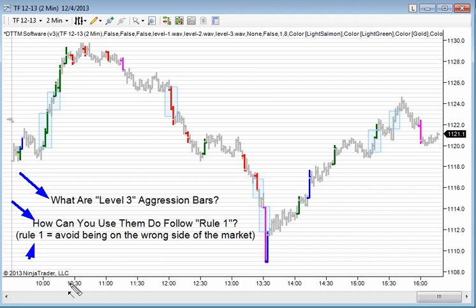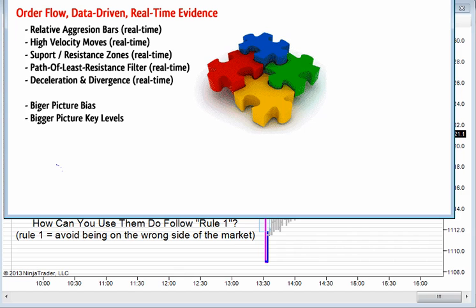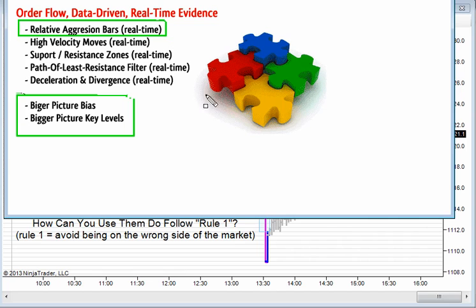Okay, so this is just the first building block. And the way we look at this is we talk about these level 3 aggression bars. Real quick, our software does a lot of things. We look at the market from a bigger picture level, and we also look at the market in real time with order flow, data-driven evidence, and specifically these relative aggression bars, which are the first building block of our software. Rather than have the big picture, the divergence bars, the filter and the support resistance zones on there, I've just created a chart that only shows these relative aggression bars. So again, the first building block.